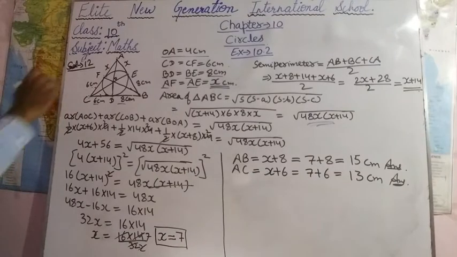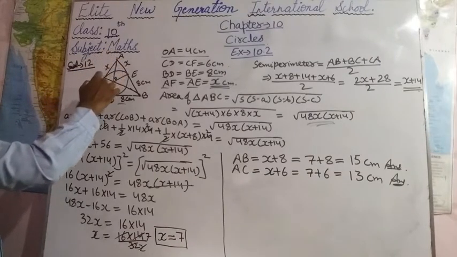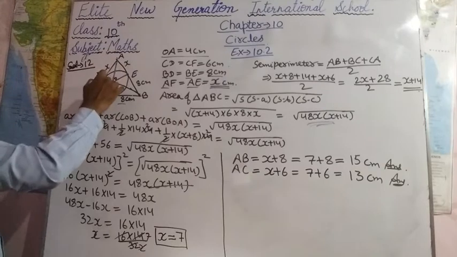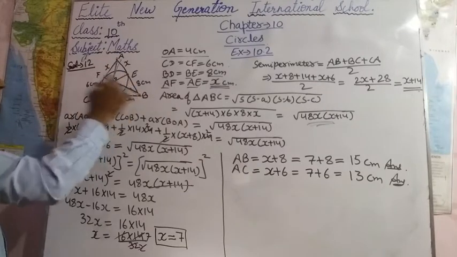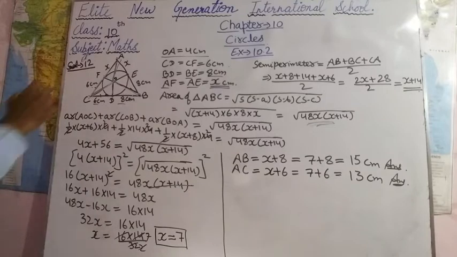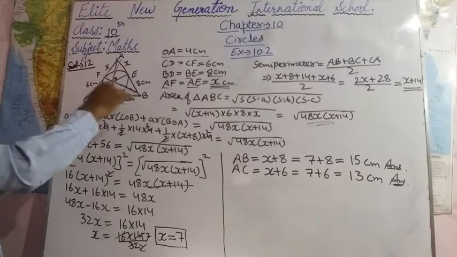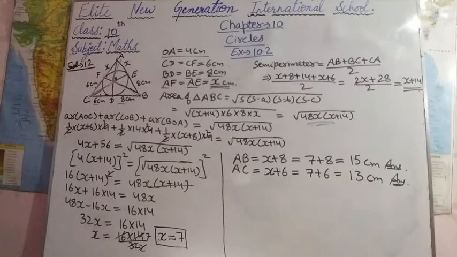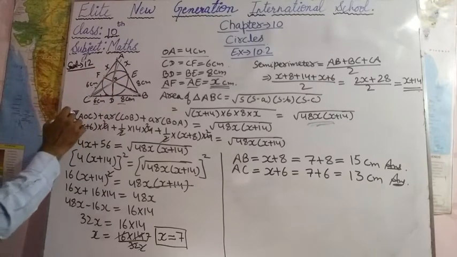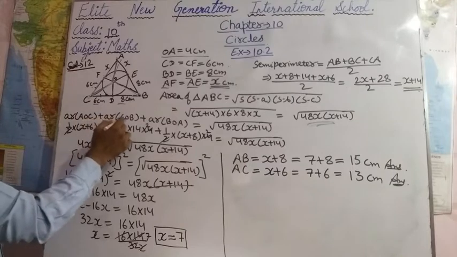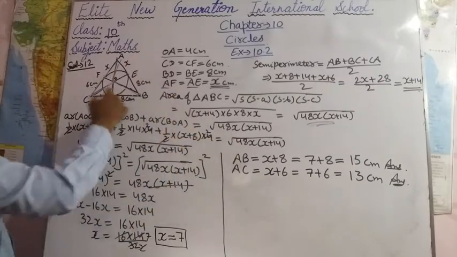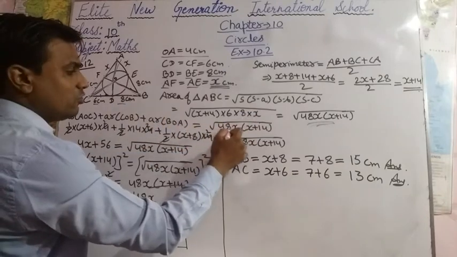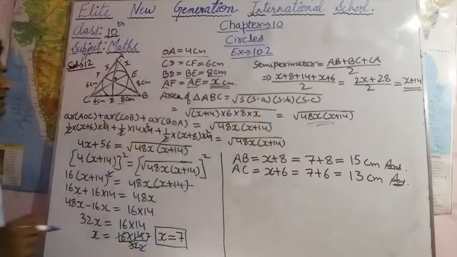Now in this, we divide this triangle into 3 triangles: triangle AOC, triangle COB and triangle AOB. When we add the areas of all these 3 triangles, it will be equal to the area of triangle ABC. So here we can say area of AOC plus area of COB plus area of BOA will be equal to the area of ABC, that is under root 48x into x plus 14.